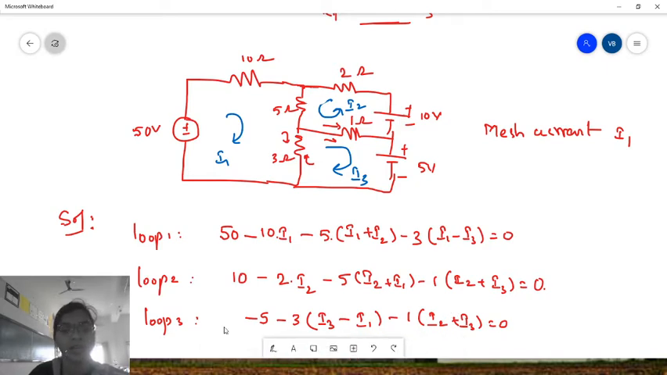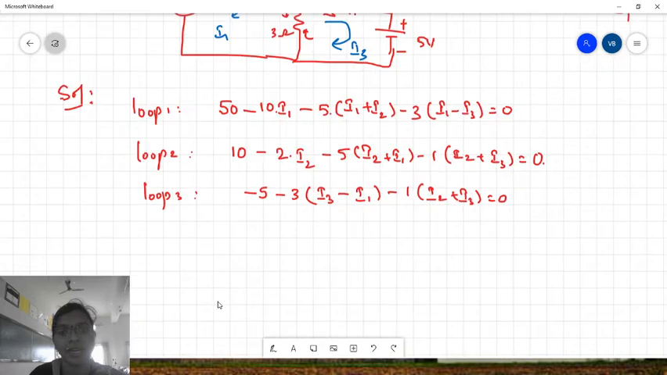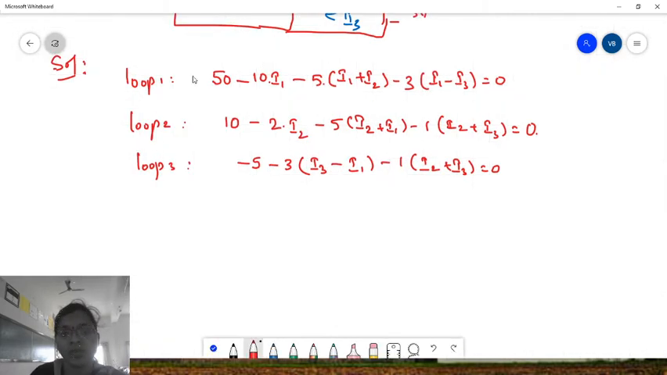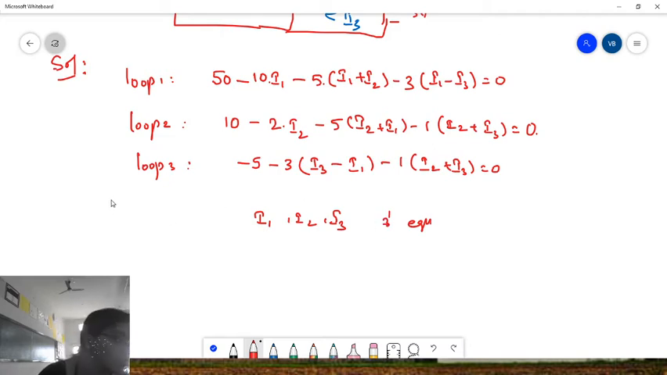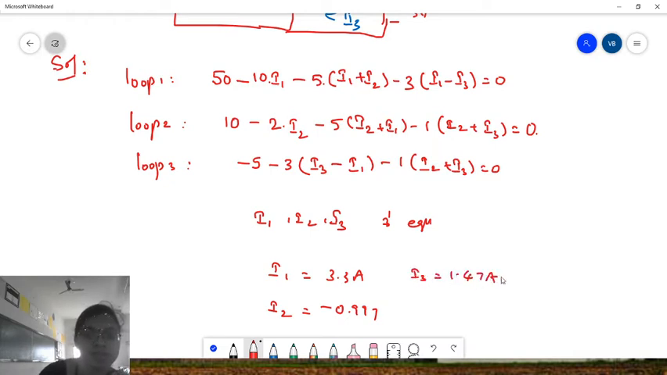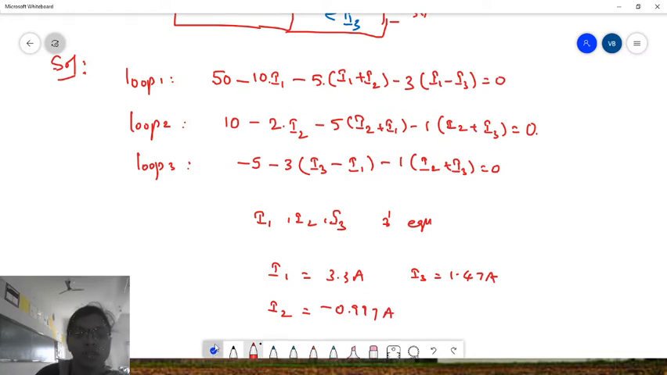So you can solve this by using a calculator. Directly you can solve these three equations. We have three unknown values, that is I1, I2, I3, and here three equations are there. So directly in equation mode you can solve for I1, I2 and I3. I1 you will get 3.3 amperes, I2 you are going to get minus 0.997, I3 you are going to get 1.47 amperes.